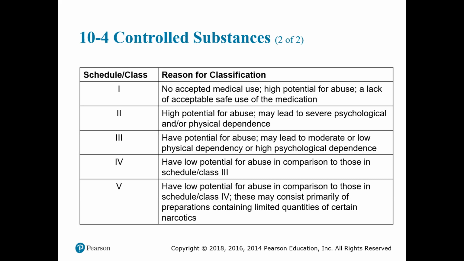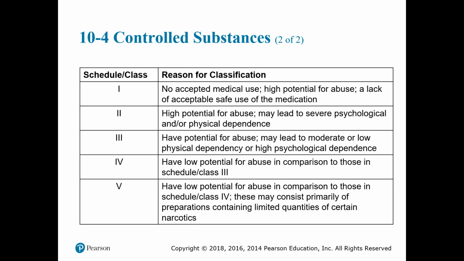Your class 2, these have a high potential for abuse. So we saw that with the morphine one we just had, and may lead to severe psychological and or physical dependence. So these are ones that, again, you're going to be extremely careful with because it is more likely that people can become dependent on them. And morphine was one of the examples that we saw there. Hydrocodone is another example for class 2.